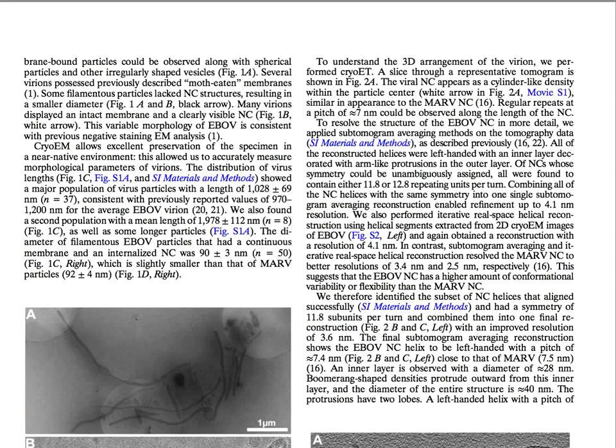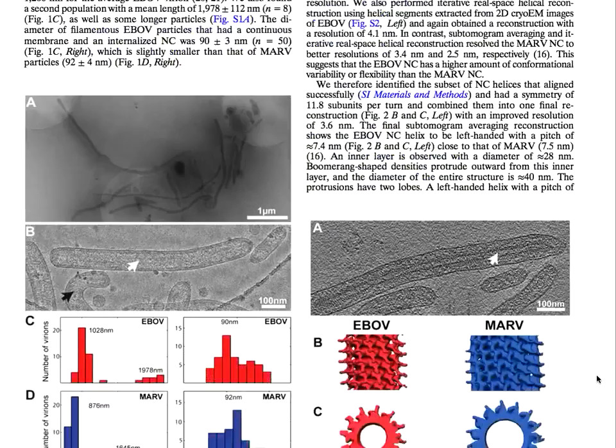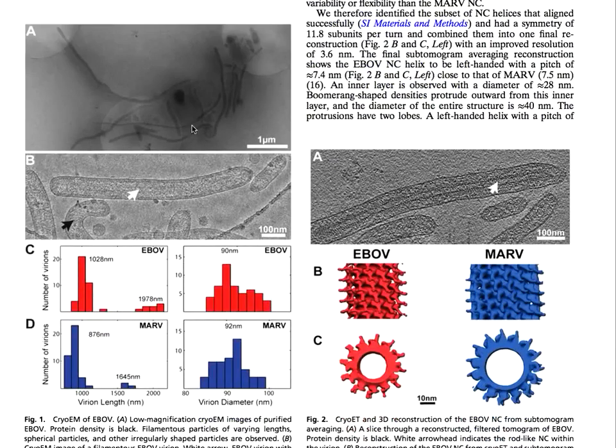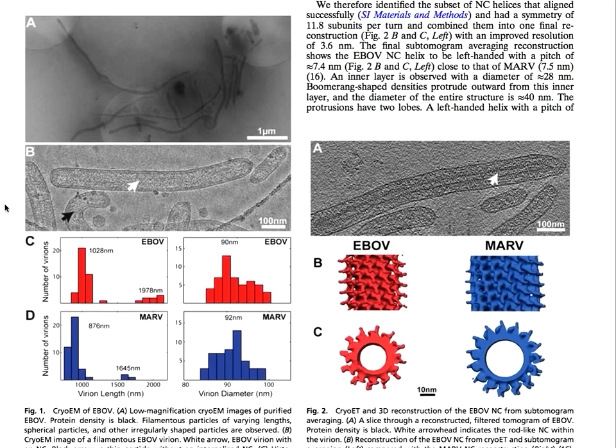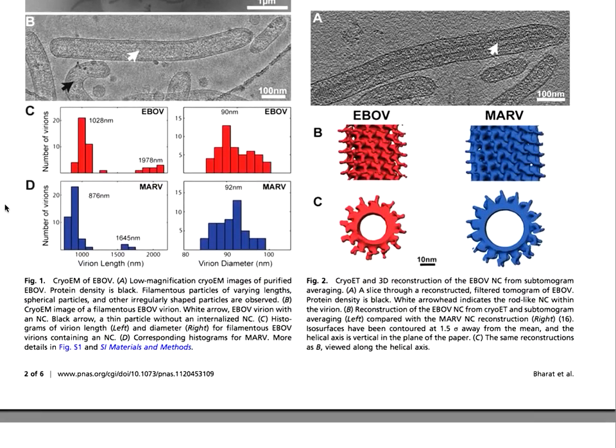And using these techniques, what the researchers have been able to do is examine these long filamentous virus particles you can see here, and they find some interesting things. They find that the diameter of Ebola virus and Marburg virus is slightly different. Ebola virus is slightly smaller in diameter than Marburg virus, and you can see that here in these two graphs.